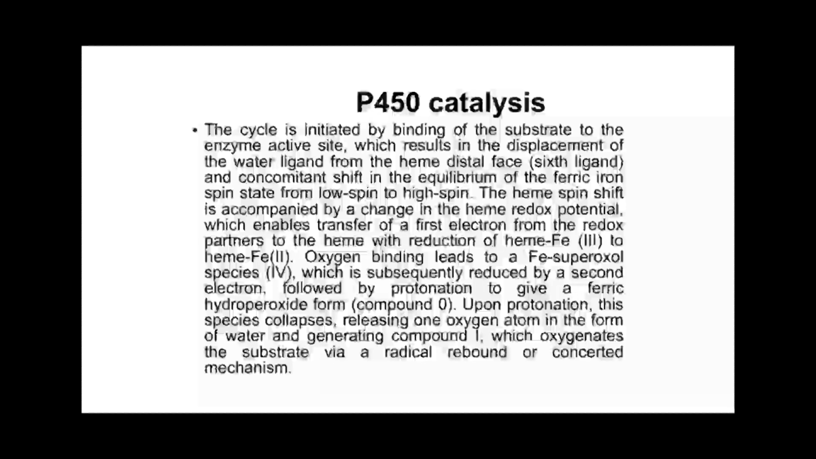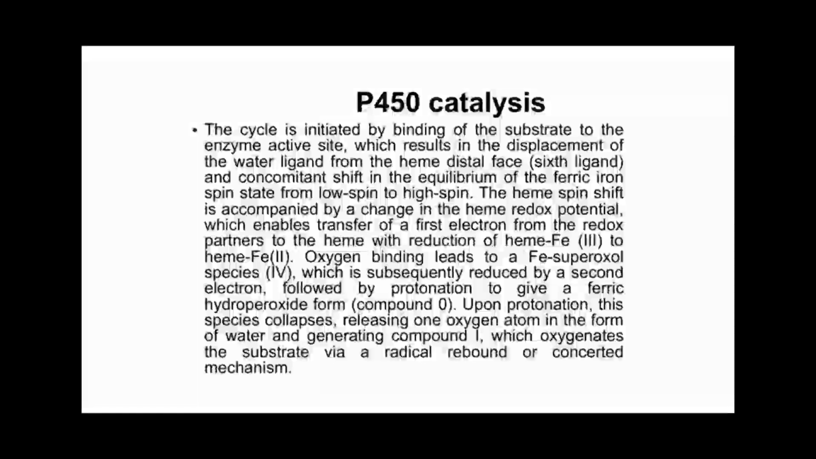Protonation causes this intermediate to collapse, releasing a molecule of water and generating compound I. This is the critical oxidizing species that actually performs the substrate oxidation. It does so either through a radical rebound mechanism or a concerted process, ultimately inserting an oxygen atom into the substrate. Throughout this cycle, the enzyme cleverly harnesses changes in spin states, redox potentials, and protonation steps to facilitate precise and efficient oxidation reactions. Truly an elegant example of nature's catalytic mastery.